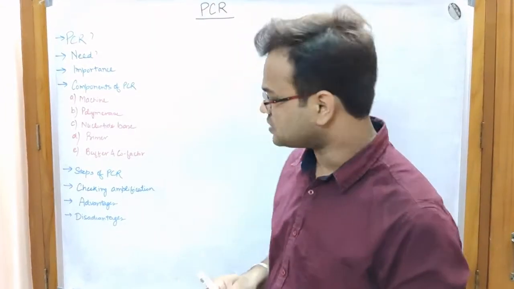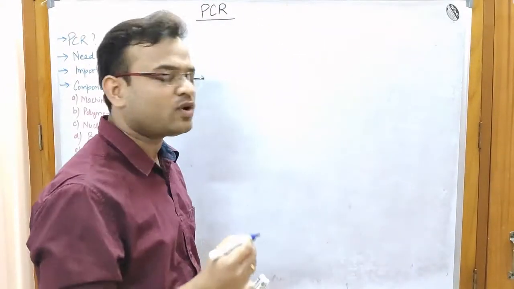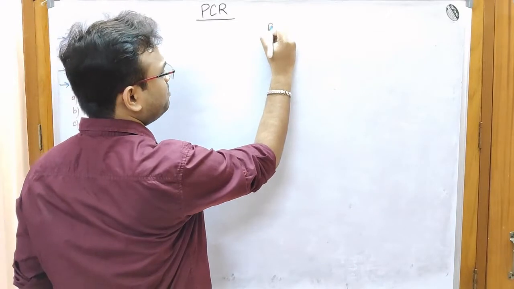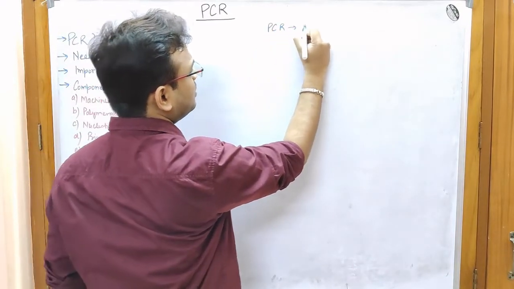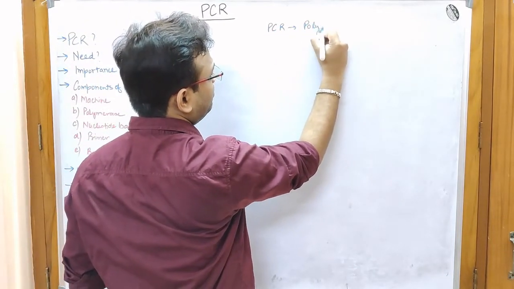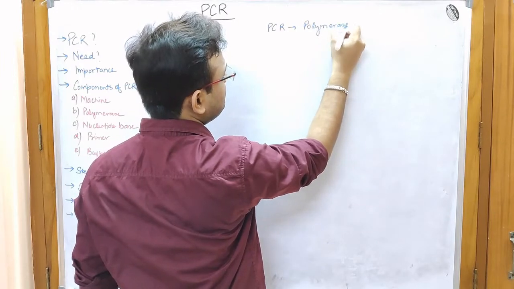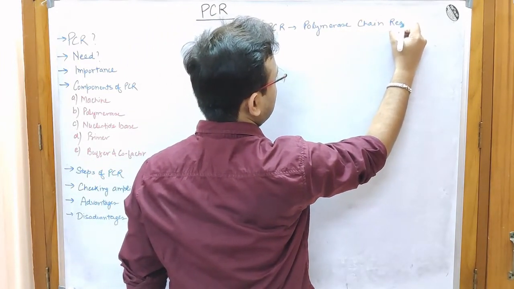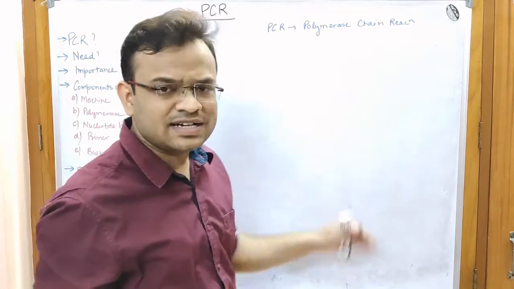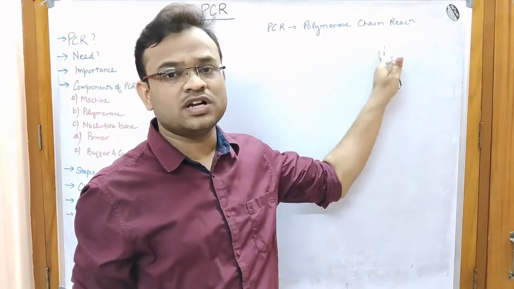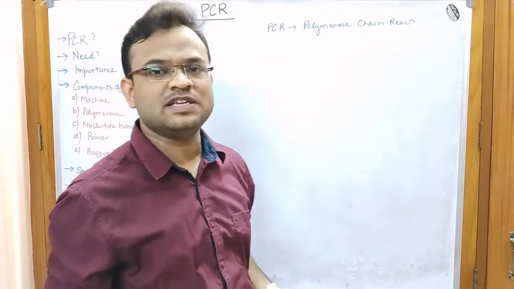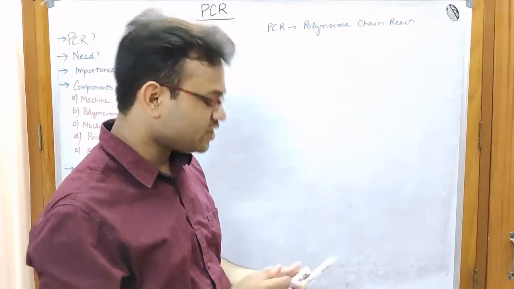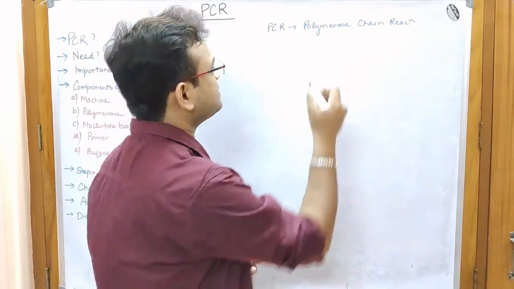What is PCR? First of all, let us understand what is PCR. So PCR means polymerase chain reaction. Okay, so now let us understand each word in this full form of PCR. So what is the first word? The first word is polymerase.